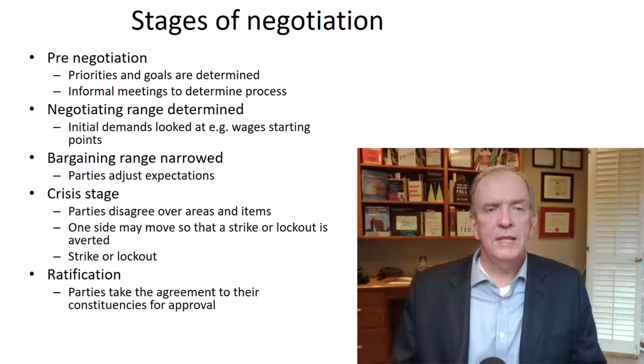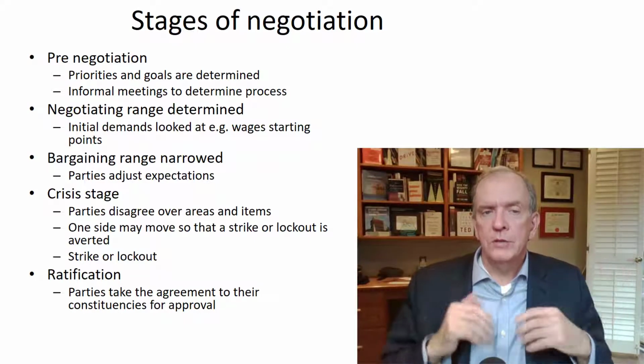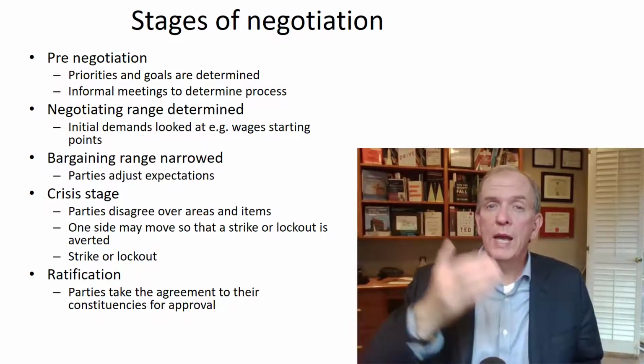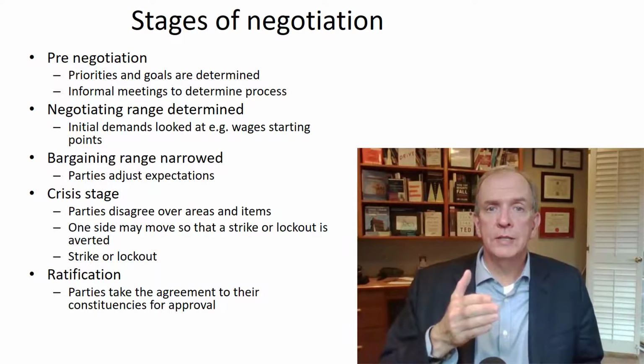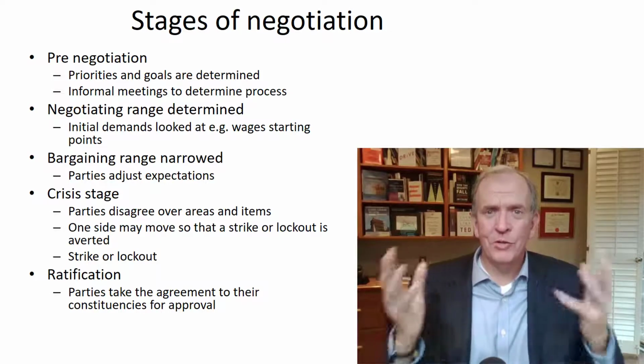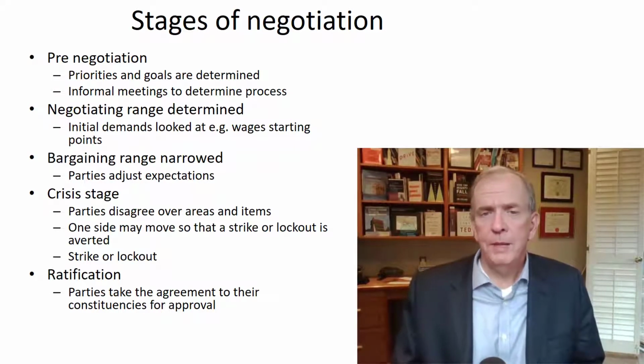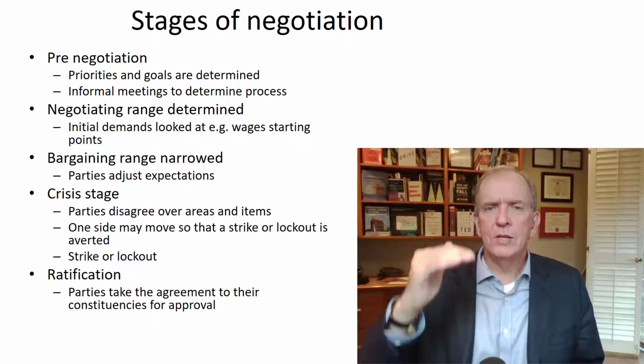So the stages of negotiation go through these areas. Pre-negotiation, and pre-negotiation priorities and goals are determined. We talked about the surveys. There are some informal meetings a long way out from when the contract expires. These negotiations take place maybe 10 months, 8 months, a year before the actual contract is up. And usually that gives you a range.